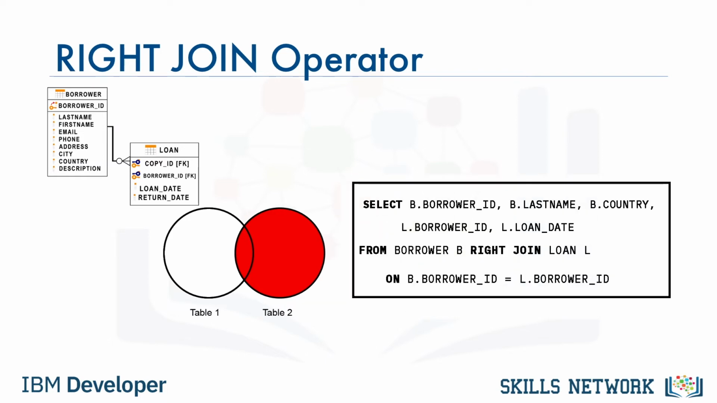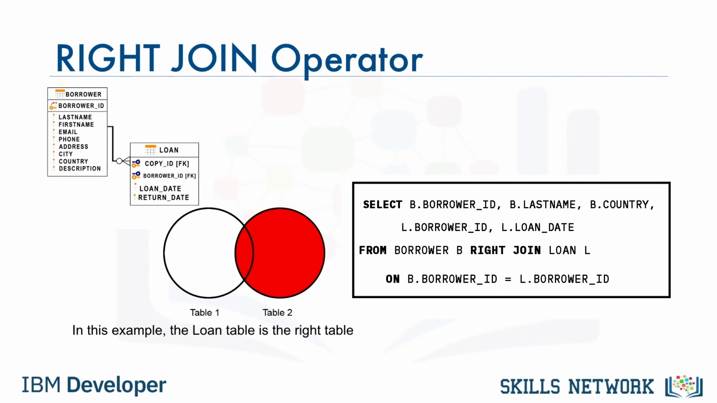This is the syntax of the select statement for a right join. In this example, the borrower table is the first table specified in the from clause of the select statement, so the borrower table is the left table, and the loan table is the right table. Notice that in the from clause, we identify the borrower table as B and the loan table as L.